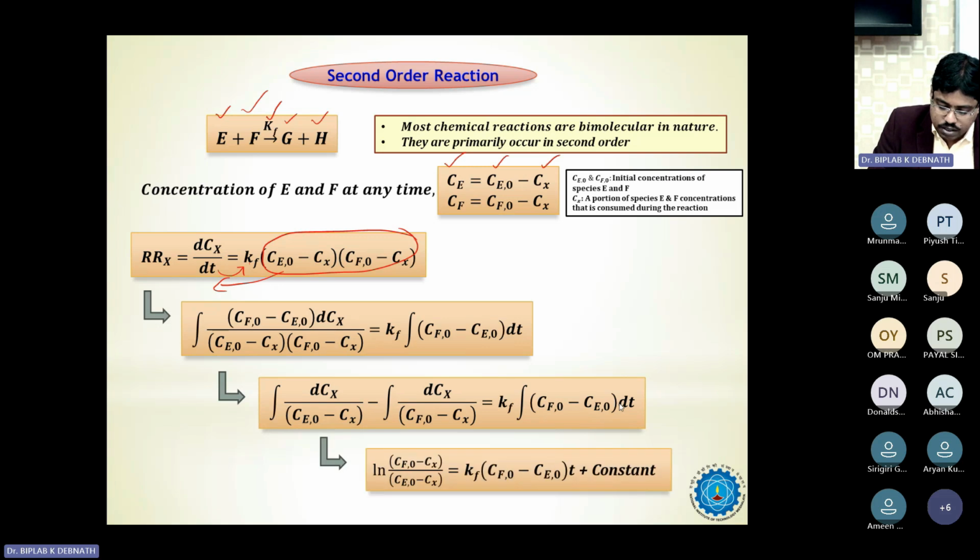So now we integrate this. After integration, we get ln of (Cf naught minus Cx) and ln of (Ce naught minus Cx). In both cases, Cx is the variable but has a negative sign before it, so a negative sign will also be added there. So it will become plus and minus. That is the reason ln of (Cf naught minus Cx) divided by (Ce naught minus Cx) is equal to Kf into (Cf naught minus Ce naught) into t plus a constant.